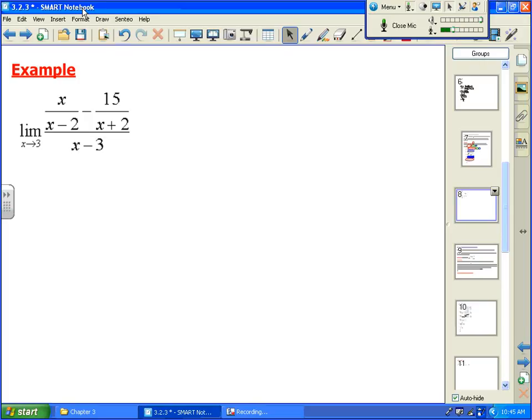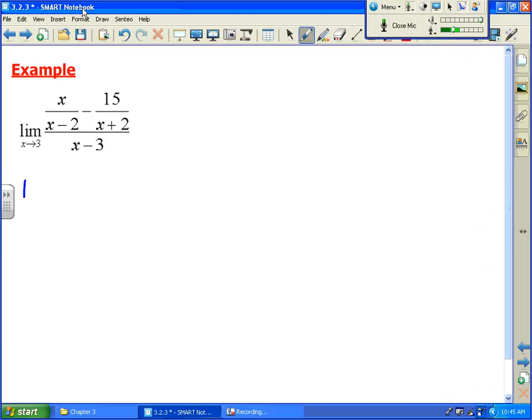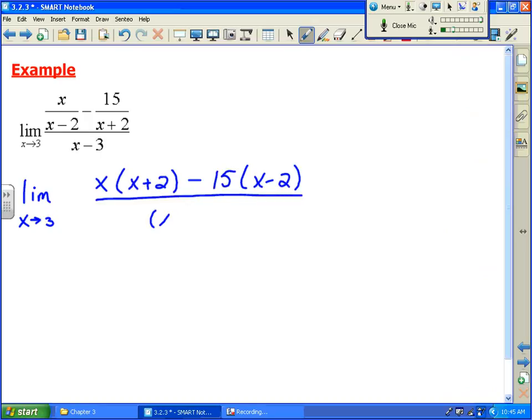Alright guys, I'm going to go through this one. So if you were finished, that's great. If not, maybe you want to watch. So I'm going to simplify the numerator. So I've got limit as x approaches 3. The denominator is going to be x minus 2, x plus 2. So the first one, I got x times x plus 2 minus 15 times x minus 2. That's going to be all over x minus 2, x plus 2. And that, of course, is all over x minus 3.